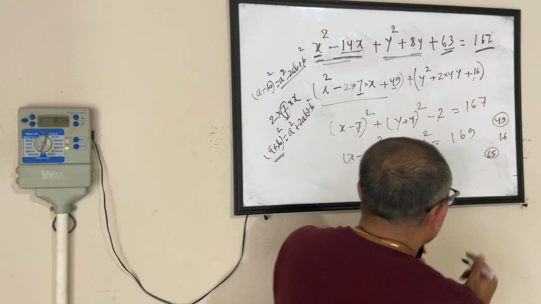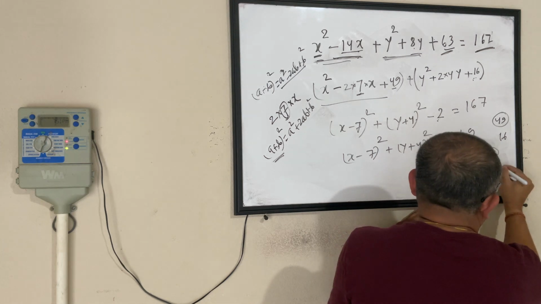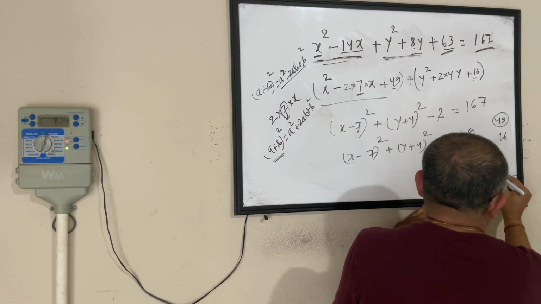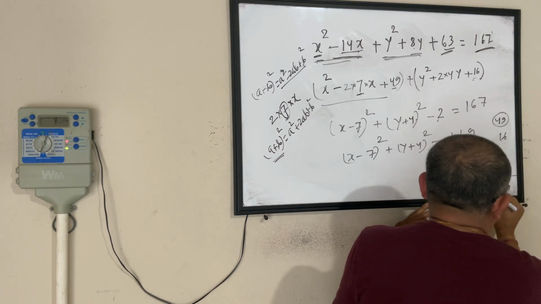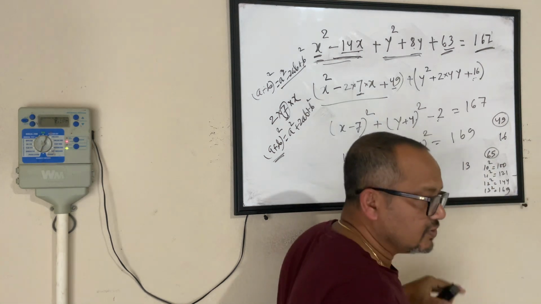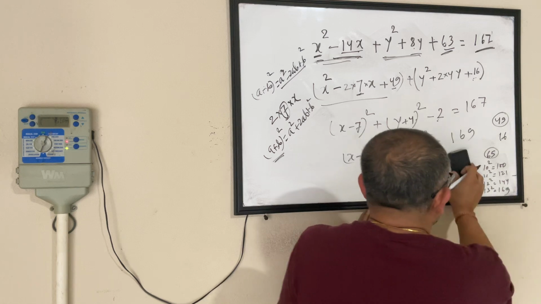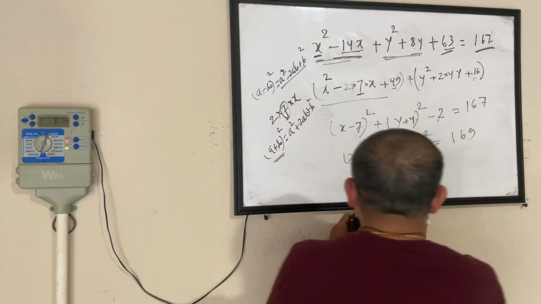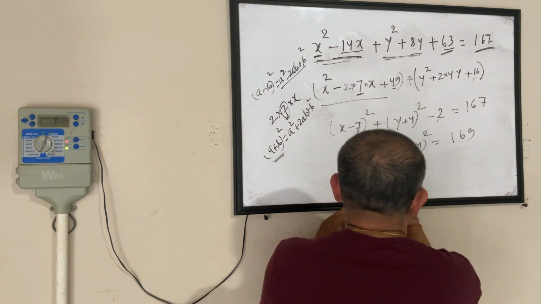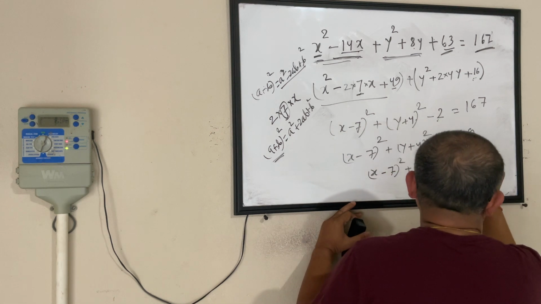And 169, if you remember, 10 square is 100, 11 square is 121, 12 square is 144, 13 square is 169. You don't have to remember. I mean, if you remember, wonderful. Otherwise, you can just break it down. So this became (x minus 7) square plus (y plus 4) square equals 13 square.